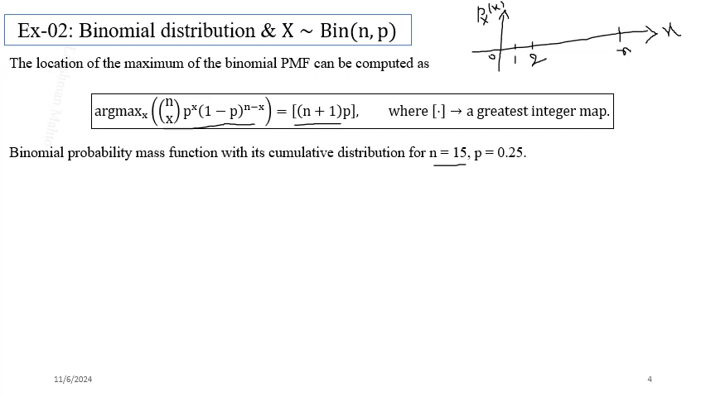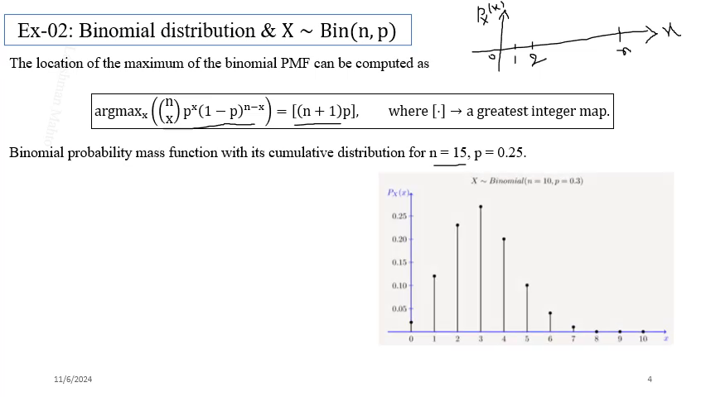Probability of getting head is 0.25. The coin is biased towards tail. The tail part is heavier and the head part is lighter. So what will be the probability distribution? You will see it this way.